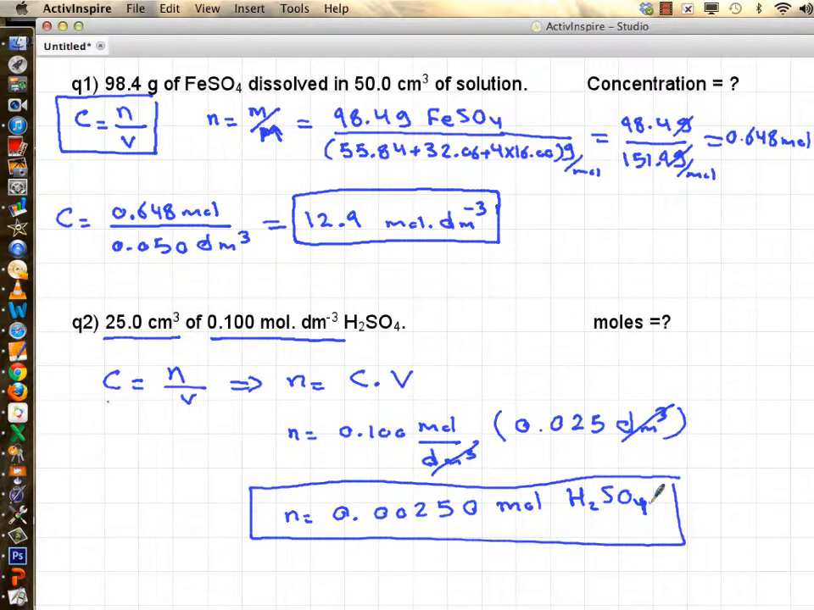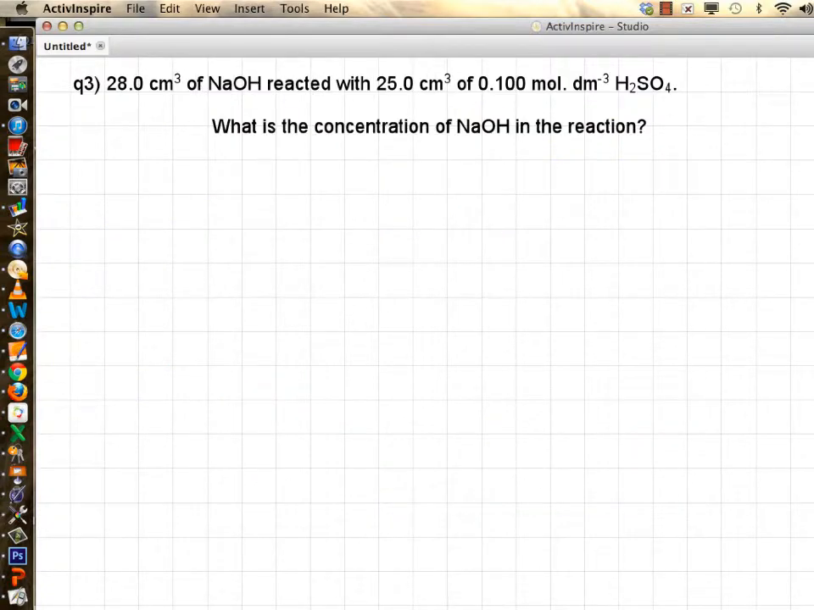Now one other question I want to talk about is neutralization, which is when you have an acid and a base reacting with each other. 28 centimeter cube of sodium hydroxide, which is a base. So for those of us who haven't done acids and bases yet, this is a base. Reacted with 25 centimeter cube of 0.1 mole per decimeter cube of sulfuric acid. So it's the acid. What is the concentration of NaOH?